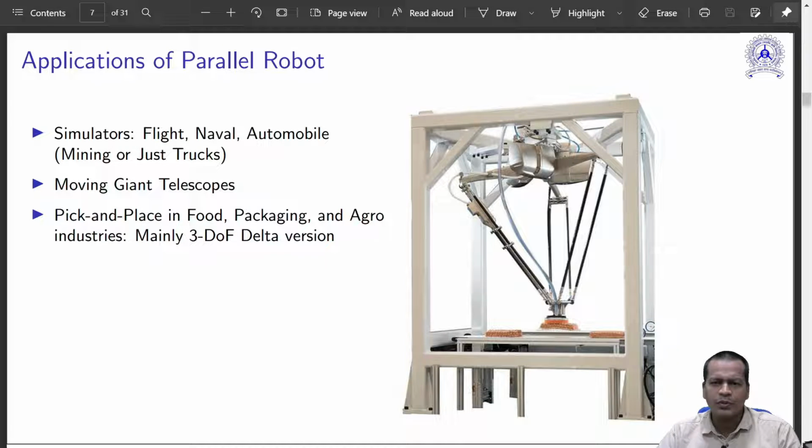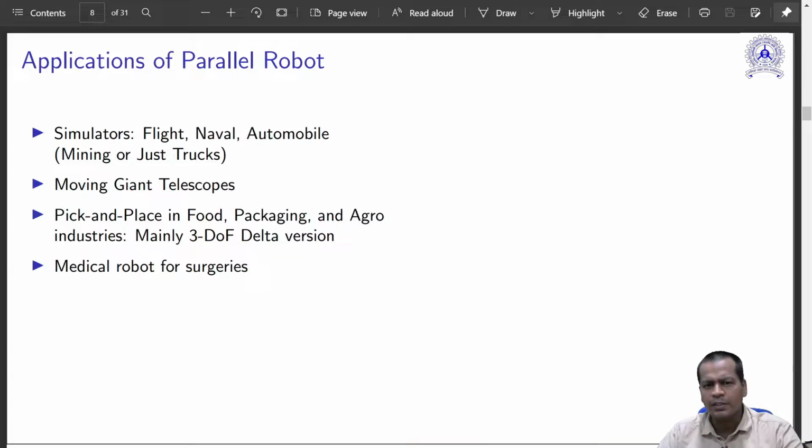Pick and place in food industry, packaging, agro industries, mainly the delta version. I'll show you some video of the delta version also. Basically it is a 3 degree of freedom robot which is widely used in industry today. They are precise and very fast, exceptionally fast as compared to any serial robot, and it can pick up and place in no time. Mostly it finds its place in the electronic industry, and sometimes even in the food industry to move things from and to the conveyor.